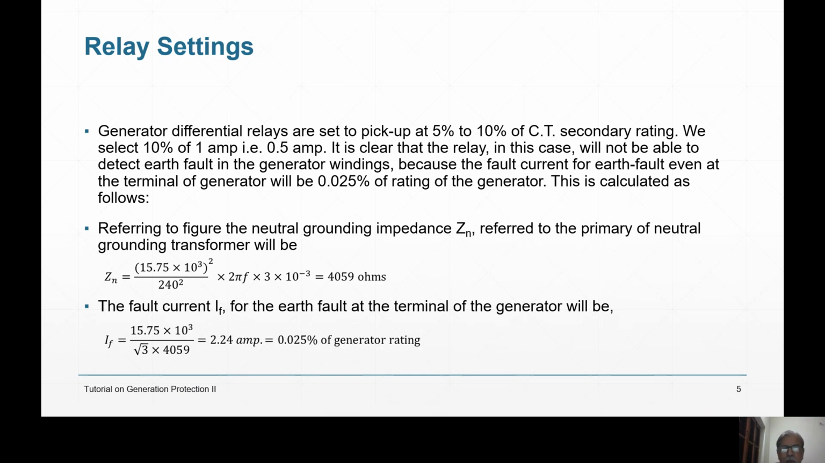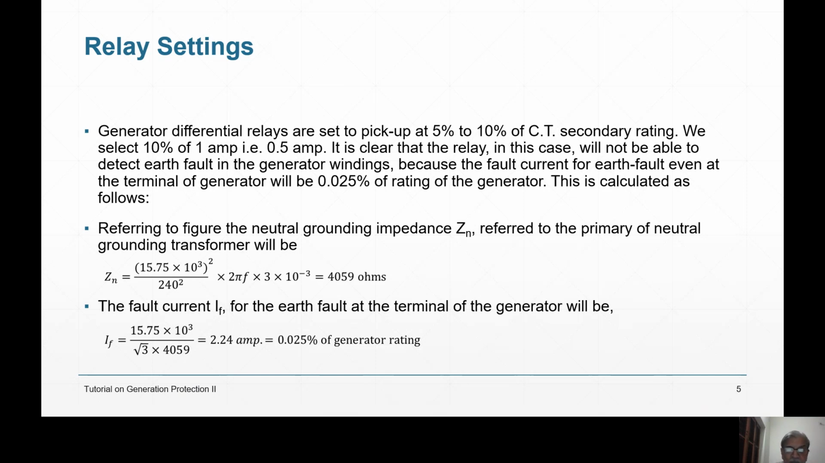Because the fault current for the earth fault at the terminal of the generator will be 0.25% of rating of generator. You see, Zn that you have used is 3 millihenry. So Zn is 2 pi f L. L is 3 into 10 raised to minus 3. And that when seen in primary side is 15.75 into 10 raised to 3 divided by 240 squared. It will be square type. So it will be seen as 4059. I was telling roughly 4000 ohms.